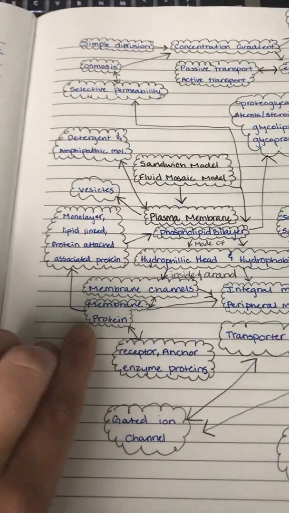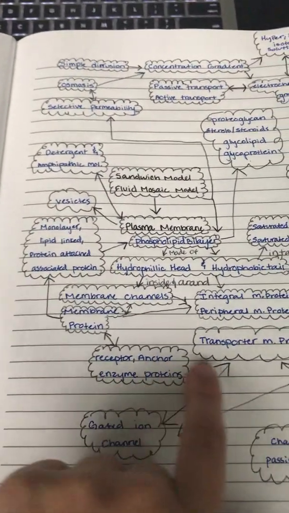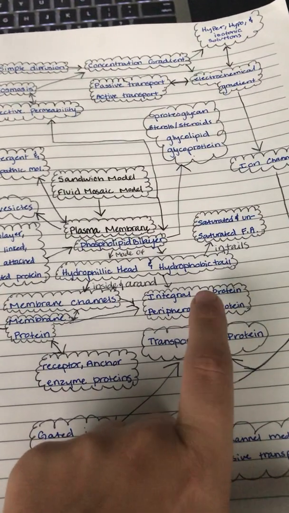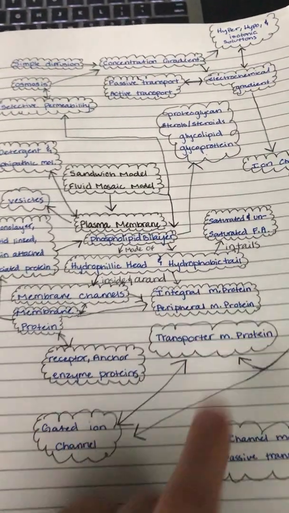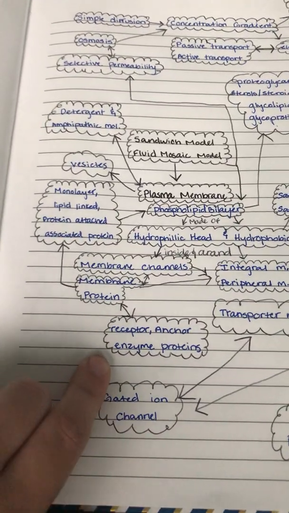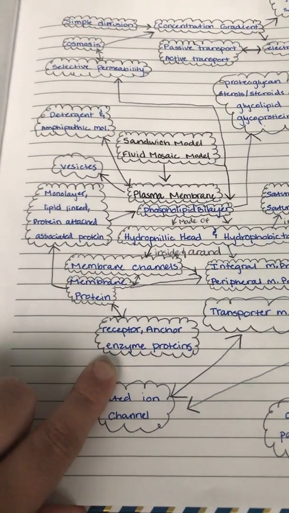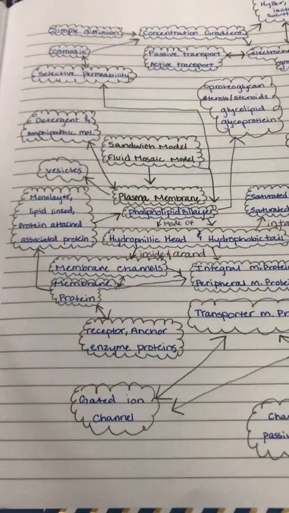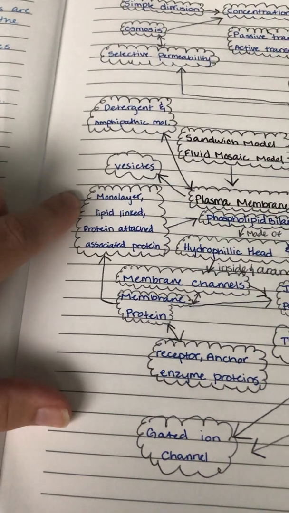Alright, and then over here for other membrane proteins, these proteins generally will bind or allow things to move in and out of the cell. These enzyme proteins will bind with an enzyme and allow things in and out of the cell. Anchor proteins and receptor proteins are not really used for diffusion. And then these are different types of proteins.